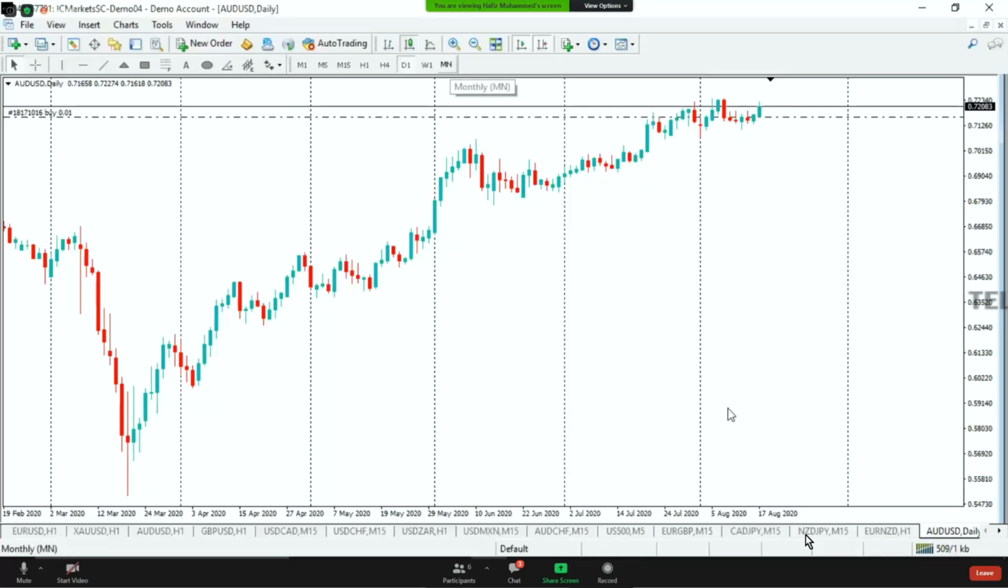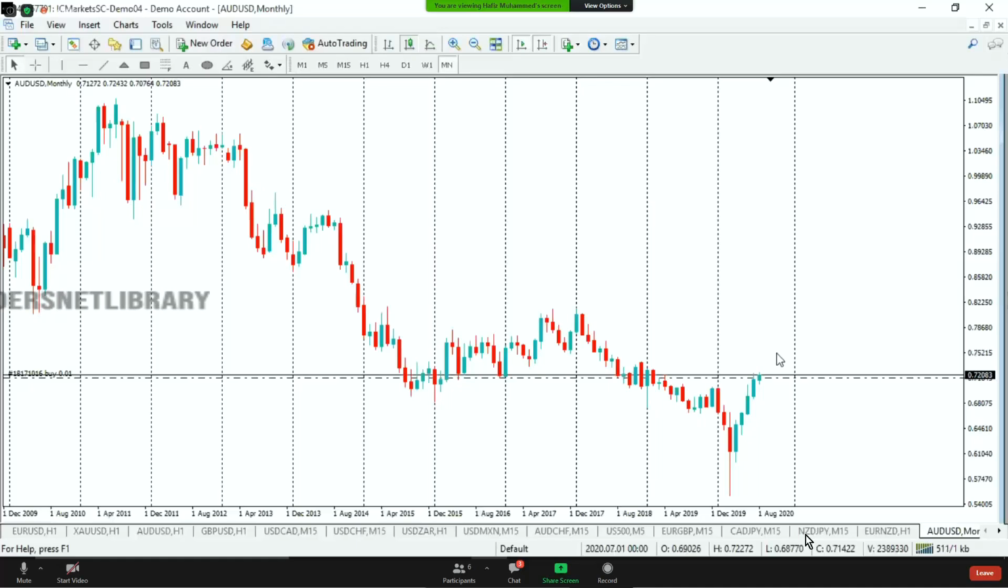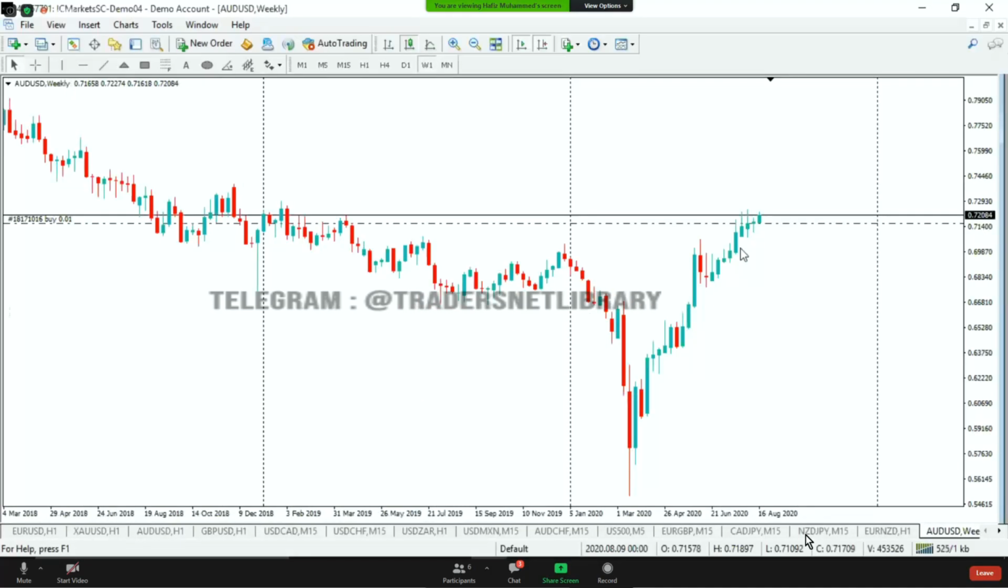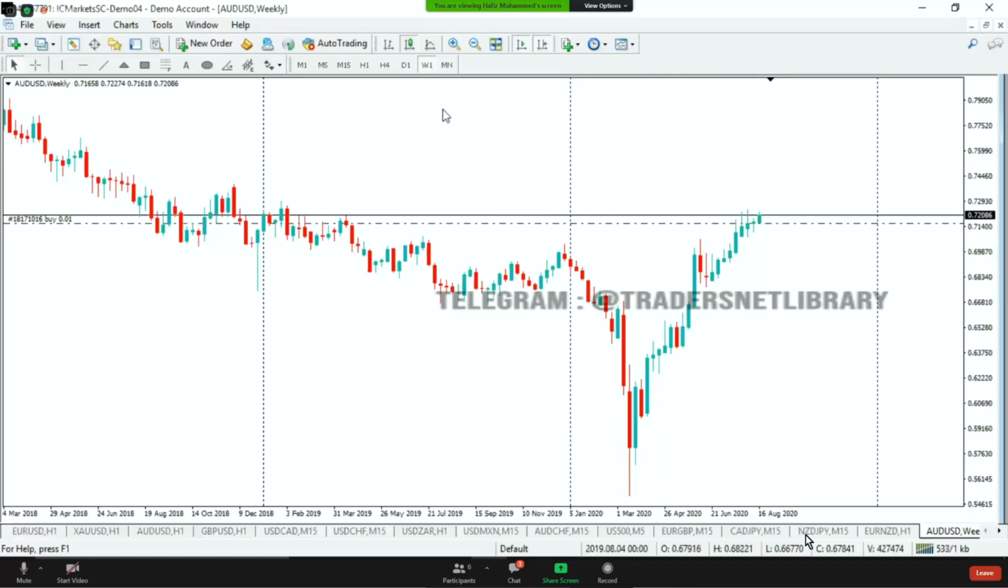So what's on the monthly? We are seeing that this is bullish, bullish, bullish, bullish. So the current bias is to the upside and the trend is an uptrend, and the current candle is green. You understand? So we shall move to the weekly time frame. We see the same thing. Bullish, bullish, bullish, bullish, bullish. So we always take an assumption that the next candle will also close bullish. You understand? Okay.